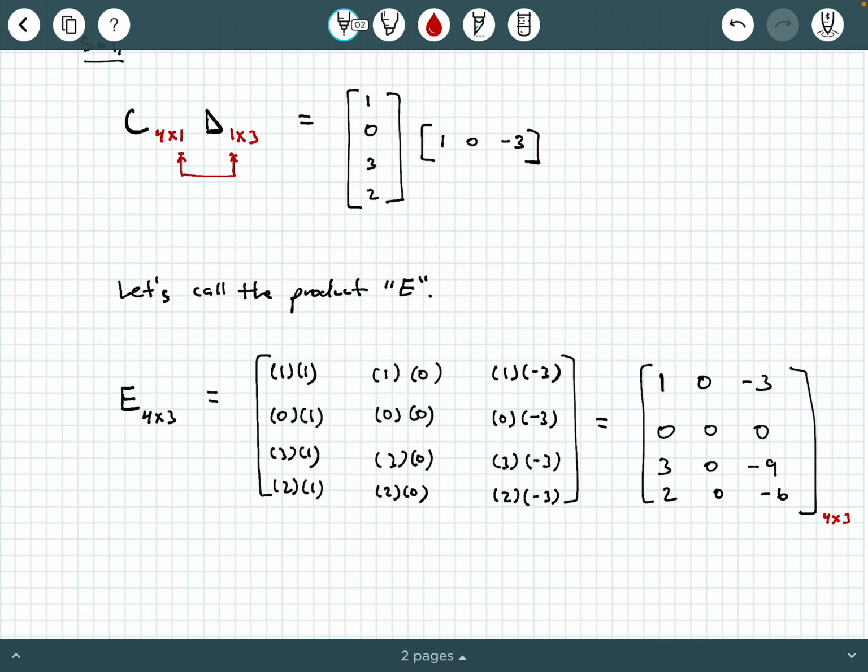So again, I can't emphasize it enough. The way you actually perform this multiplication process when you're multiplying two matrices is you take the row entries of the left matrix multiplied by the column entries of the right matrix. And in this case, you didn't have to add anything together because you just had a single column here and a single row in your right matrix.